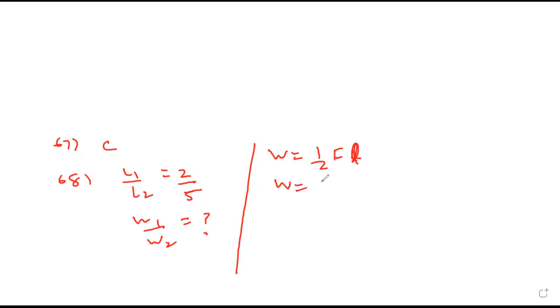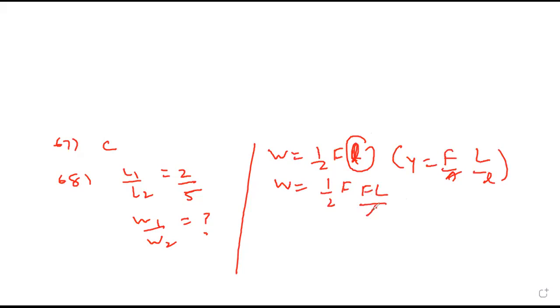Elongation is missing. You have to convert the answer in terms of Y. F is the same. This l you write in terms of Y. What is Y formula? F upon A, l by L. So small l will become F L upon A Y. So in the ratio, whatever is the same cancels, whatever is not the same will be retained. Half cancels, F same cancels, same diameter so area cancels, same material so Y cancels, we just get L1 by L2, 2:5. Okay. Two is to 5.